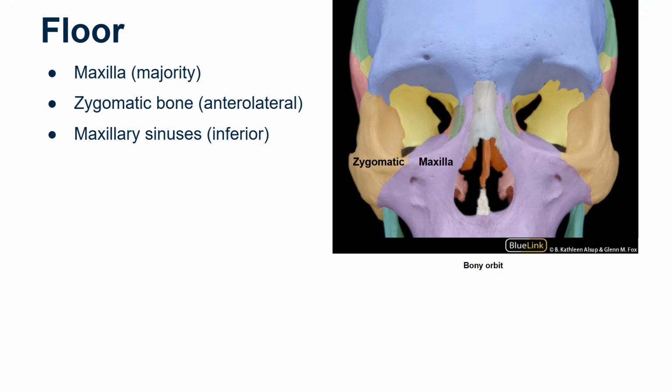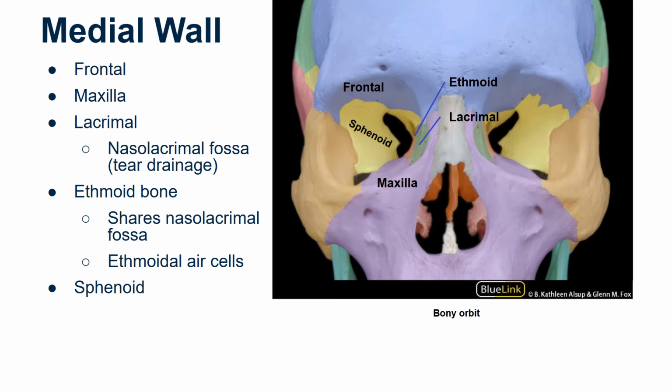The floor of the orbit is relatively parsimonious, consisting partially of the zygomatic bone and mostly of the maxilla, keeping in mind that the maxillary sinuses are going to be inferior to the orbit. And then we have the medial wall, last but not least. So the medial wall consists, from anterior to posterior, of the maxilla, the lacrimal bone, the ethmoid, and a little bit of the sphenoid. So let's take a look at some of the features here.